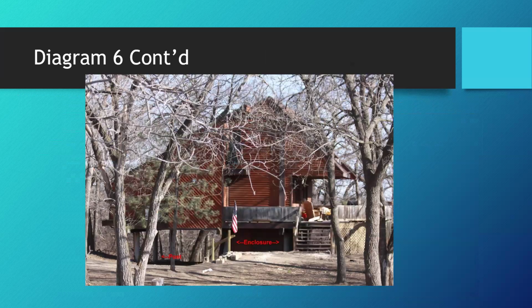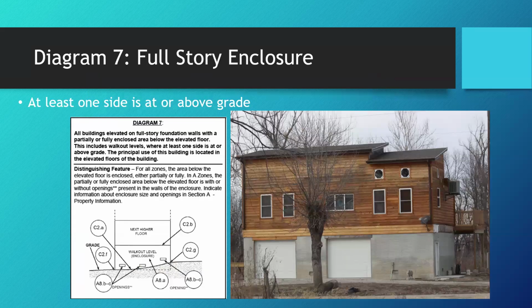So here's another example. You can see the elevated floor with the red structure and then the piers, posts, and columns on the left side. That part's completely open, and then you have a partial enclosure that can be used as a garage there, and then the living space is above that. Again, we don't have too many examples like that in Kansas. And then diagram 7 is a full story enclosure. So the entire structure is elevated on a full enclosure that again can only be used for parking, storage, or building access. So you can see the flood openings in this example.